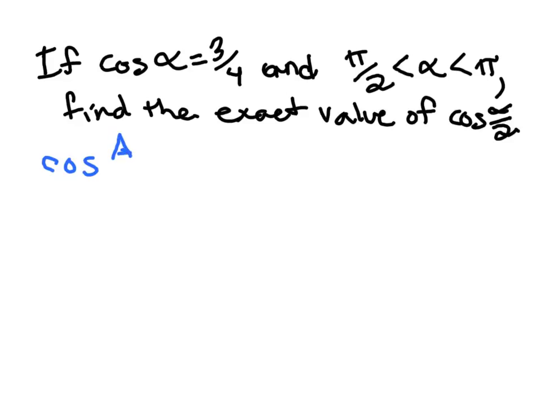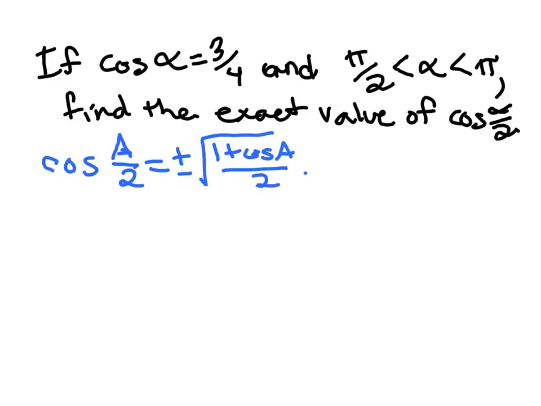cosine of a over 2 is equal to either positive or negative square root of 1 plus cosine of a, all divided by 2. Now, it's important to note that this isn't saying that cosine of a over 2 is equal to both positive and negative square root of this. It's up to you to choose the correct sign depending on the value of a, and depending on what quadrant this angle lies in, really.